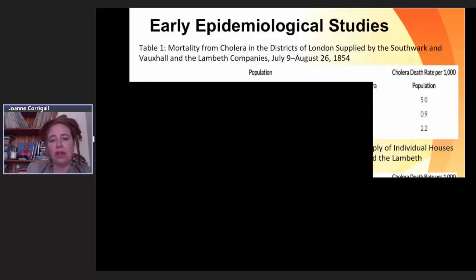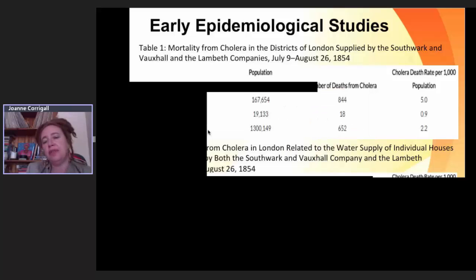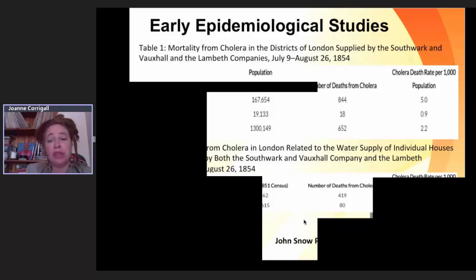And then interestingly, if you have a look, some places were supplied by both, and there we can see the figures are somewhere in the middle. And so again, this really is quite remarkable because germ theory wasn't around at the time, and so this was really just based on his idea that there's something in the water that is causing cholera, and added to the conclusions that he'd drawn from the other study.